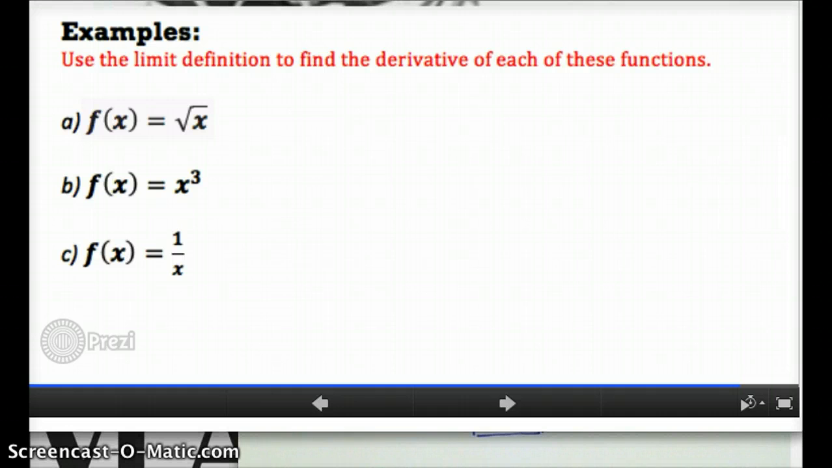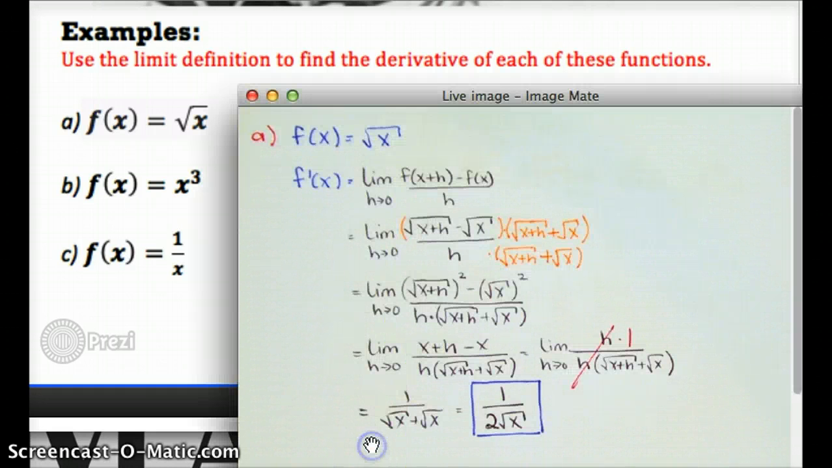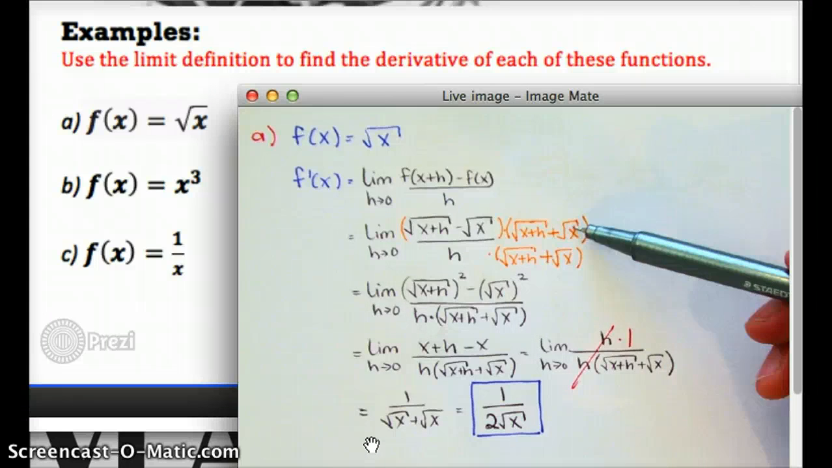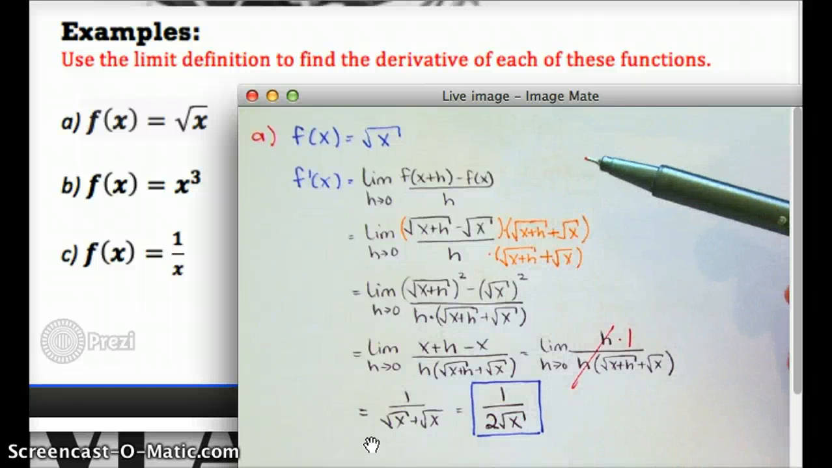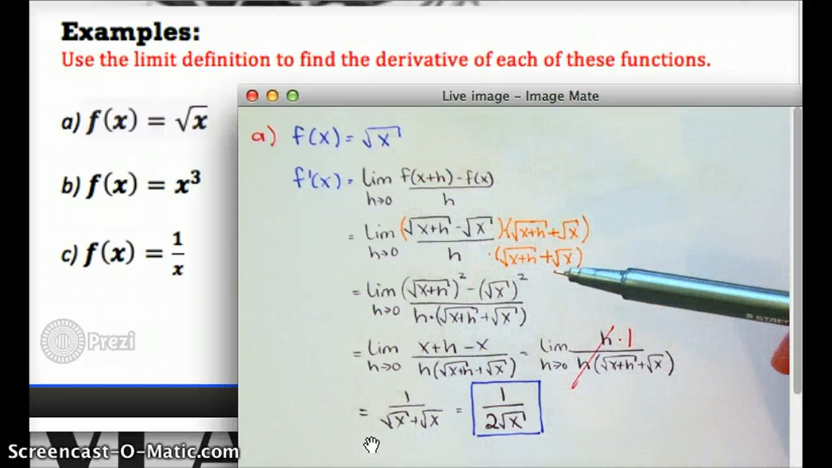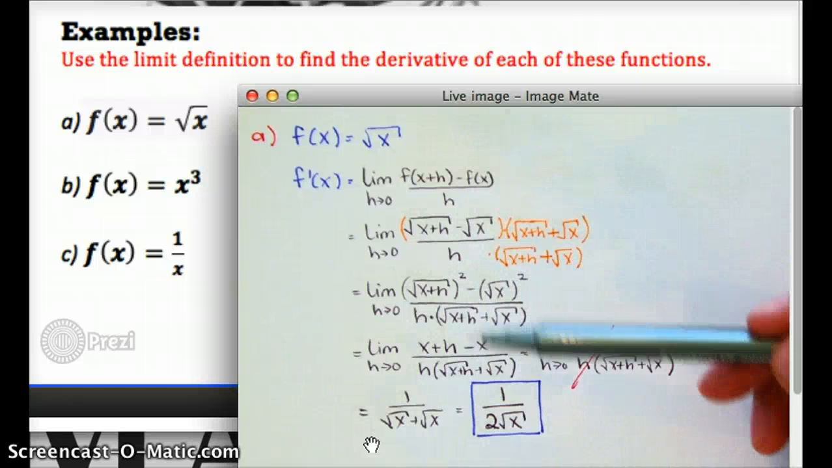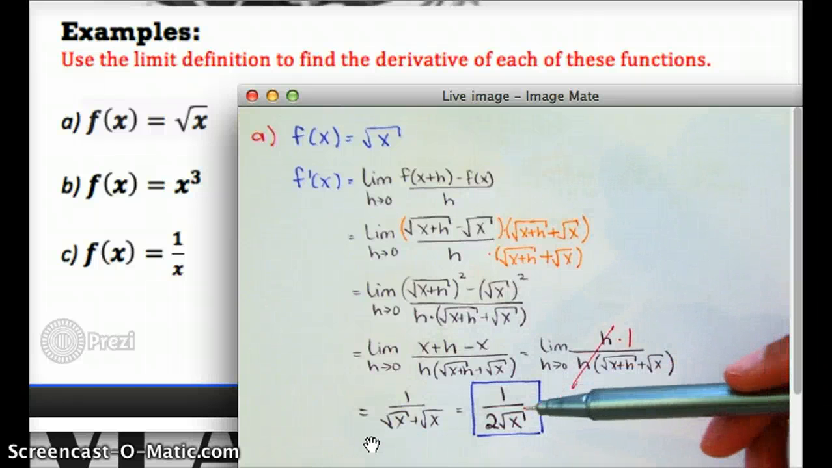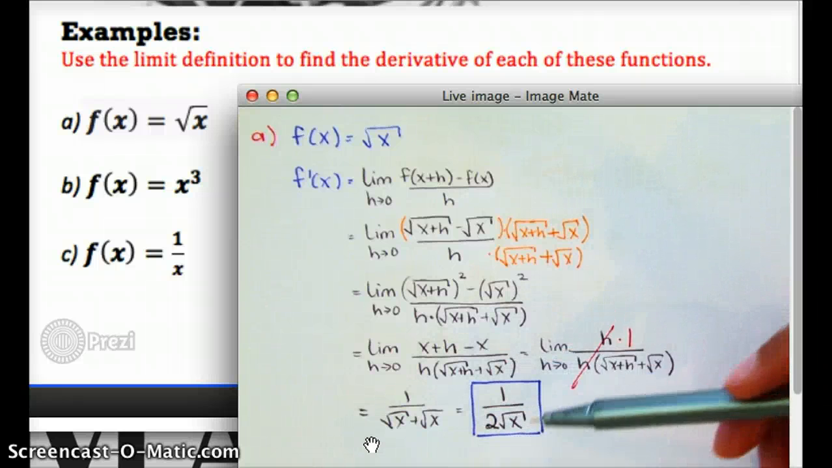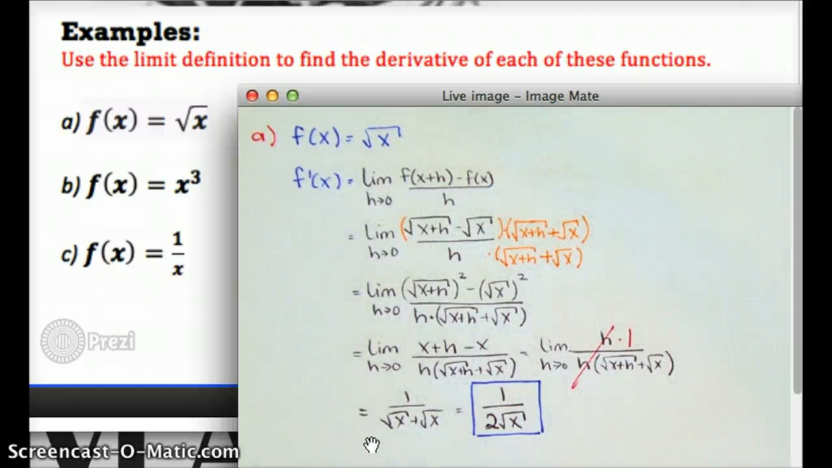If you haven't already, make sure that you've solved A. And here's the work that I completed. Notice that I used a conjugate, and notice that when I use the conjugate, the sign changes in between the 2 terms, the 2 radicals of the terms, but the sign inside the first radical doesn't change. Think about the definition of a conjugate. Coming all the way down, you can see where h cancels, and this is what I'm left with. It's a function. This is the derivative function of the square root of x function.